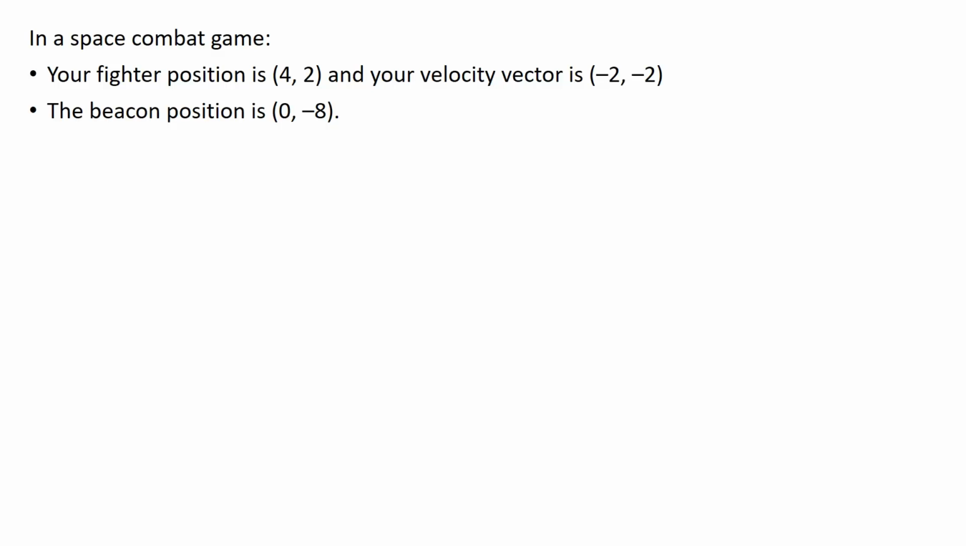This is feedback and commentary on the in-class test M3 in mathematics, vector algebra. In a space combat game, your fighter position is 4, -2 and your velocity vector is -2, -2. There is also a beacon with a position of 0, -8.